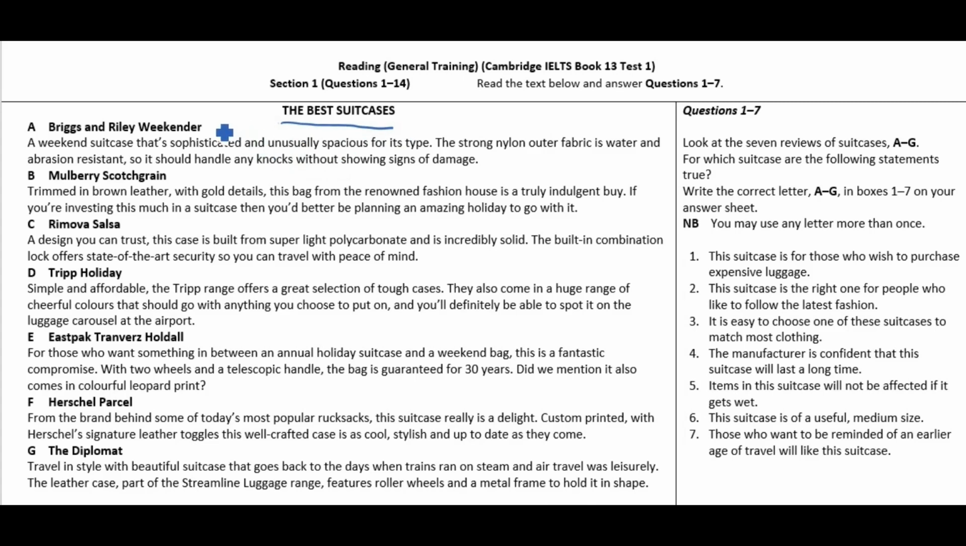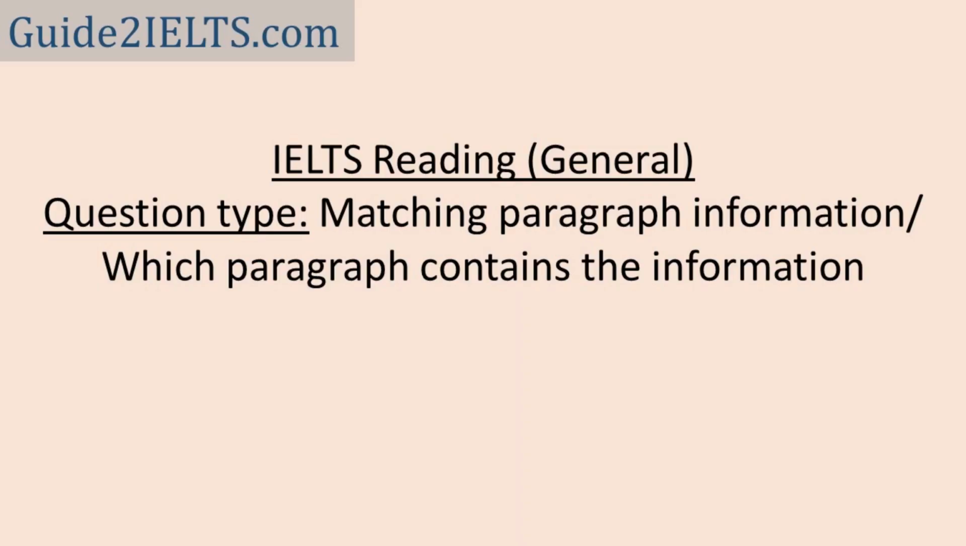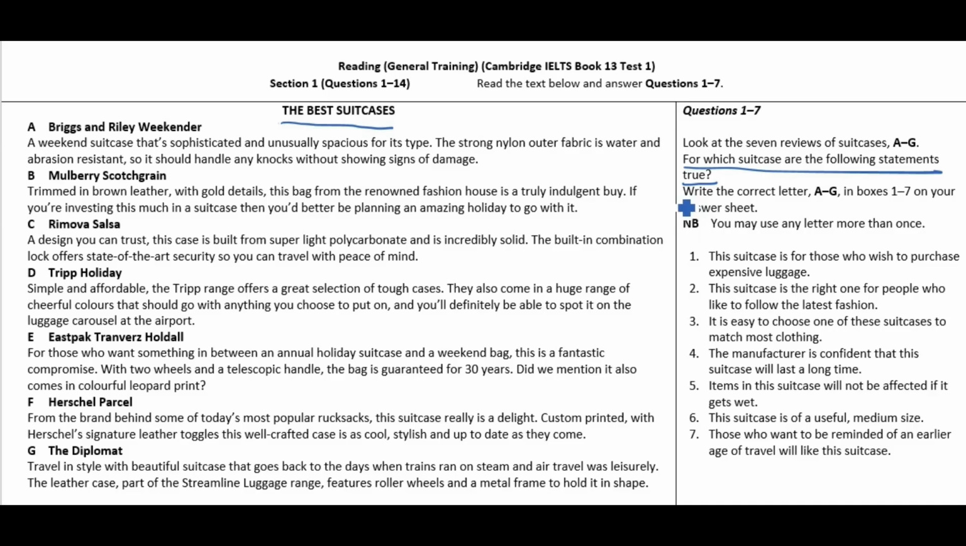What I'll do is, I'll now move on to the questions. The question here is, for which suitcase are the following statements true? This falls under the category of matching paragraph information, or which paragraph contains the information. That is, we'll read each question and figure out which suitcase it is true for. Next, read the instructions carefully. In this case, the answer has to be the letter A to G. We don't need to write any words. Second very important part of the instruction is that we may use any letter more than once. If we miss out on any of the instructions, we could make major mistakes.